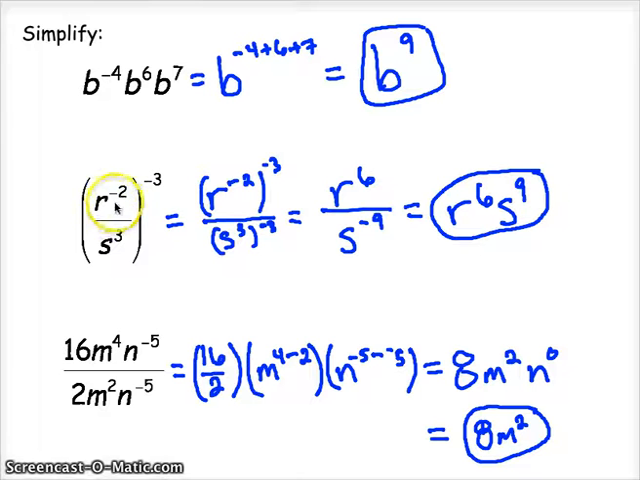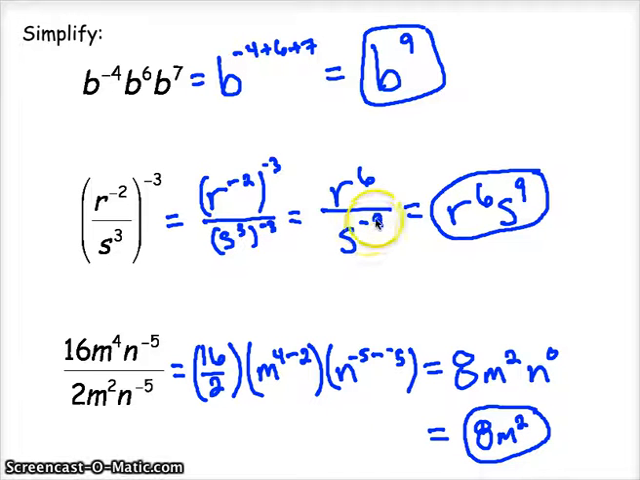but again, I've got two different things being divided to the power. So I just took the top to the -3 and the bottom, s cubed, to the -3. Power to a power says -2 times -3 is r to the 6th. And 3 times -3 becomes s to the -9th.